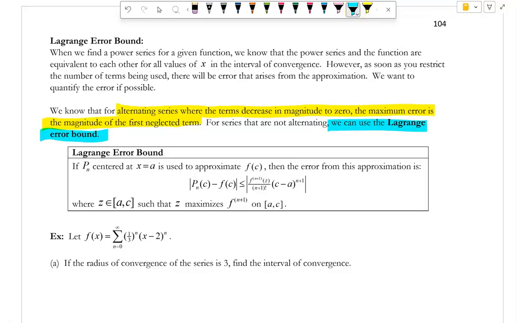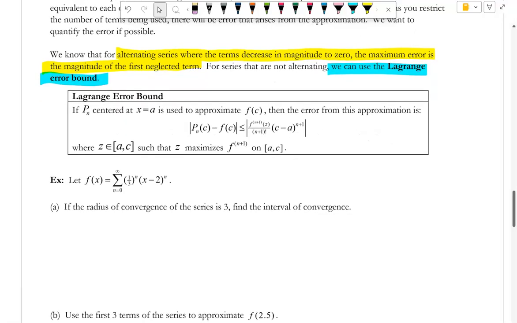So when you look at this, the information in this box might be a lot to look at, but the Lagrange error bound is actually similar to how we determine the error for an alternating series, but there is a caveat. So let's just talk about what we're reading here in this box. We have a polynomial, so P sub n is a polynomial, and it's centered at x equals a. And we're using that to approximate our function f at some other value c.